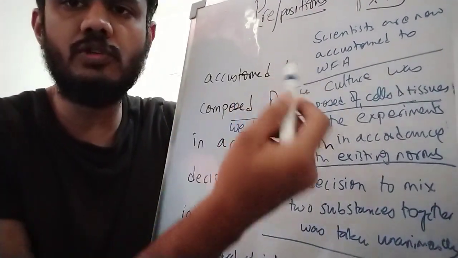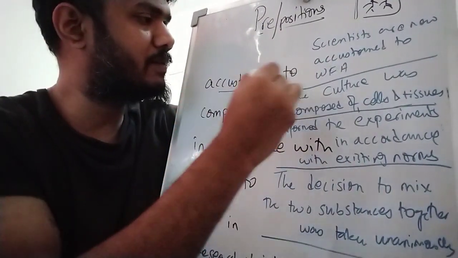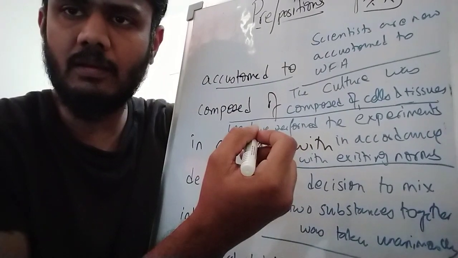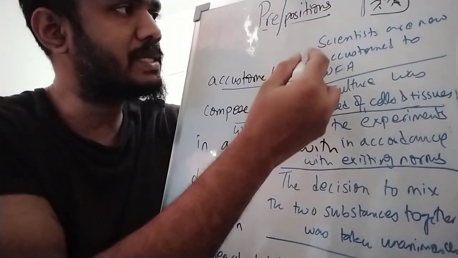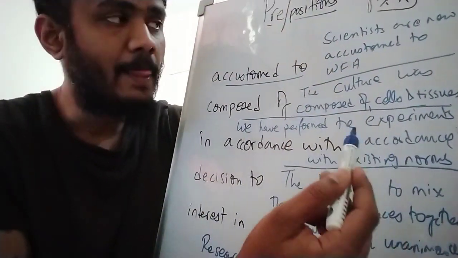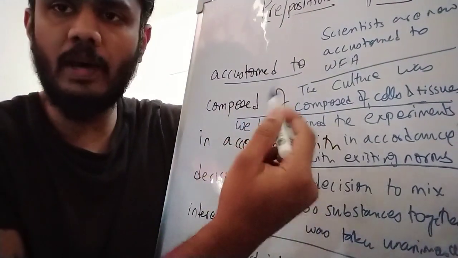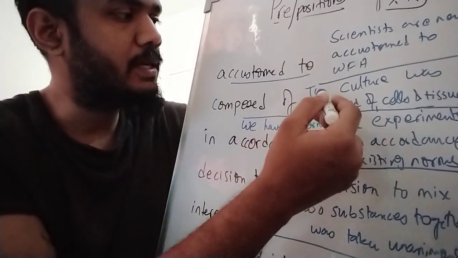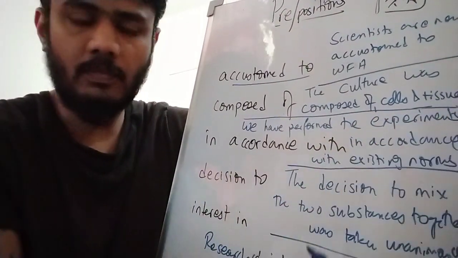So accustomed to, right? It's a phrasal preposition, right? You can use these 2 words and they function as a preposition. So one example is: scientists are now accustomed to working from home, right? Or you can say composed of. So one example of composed of is: the culture was composed of cells and tissues, right?